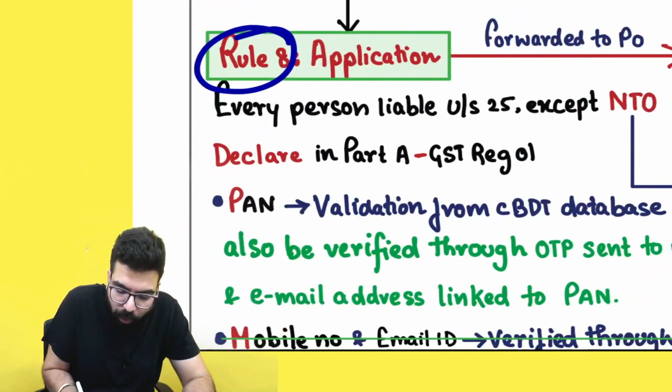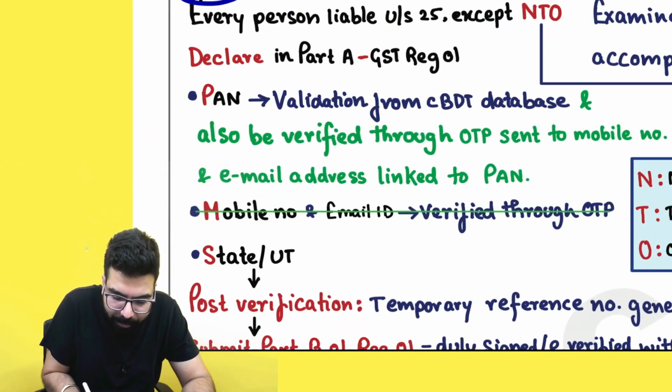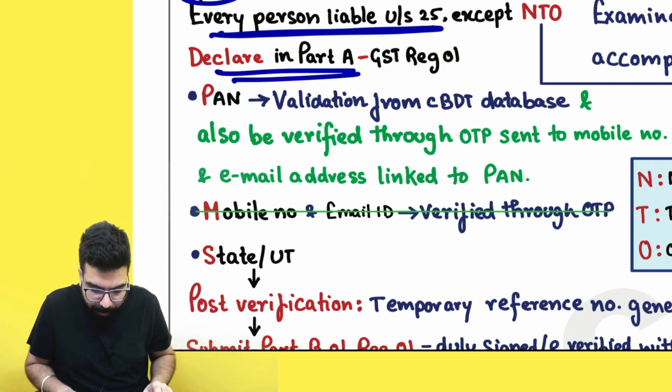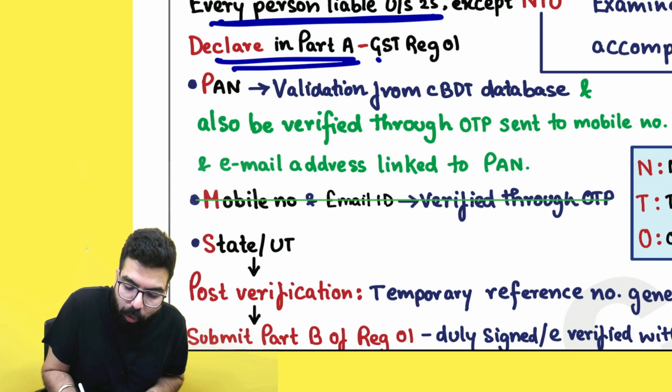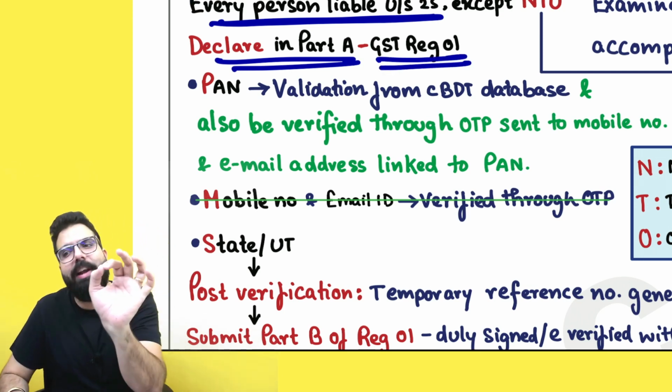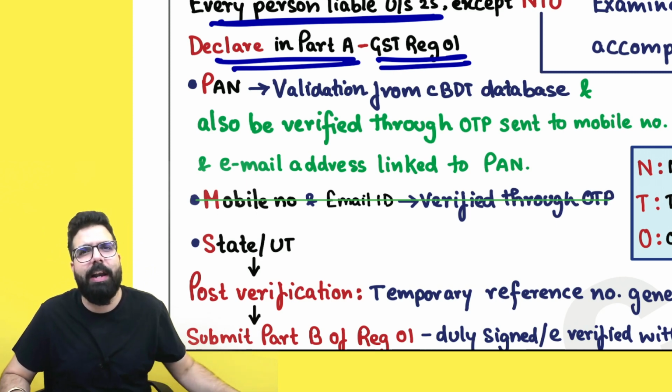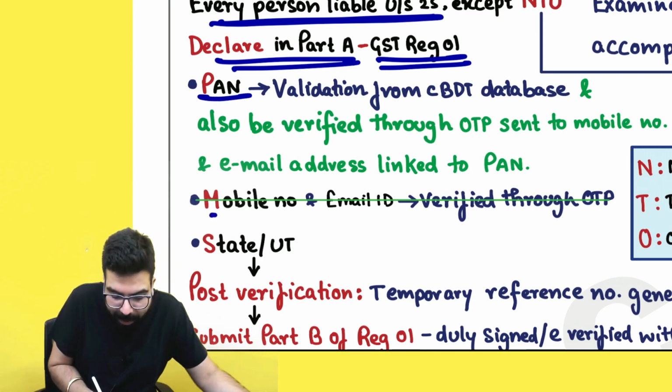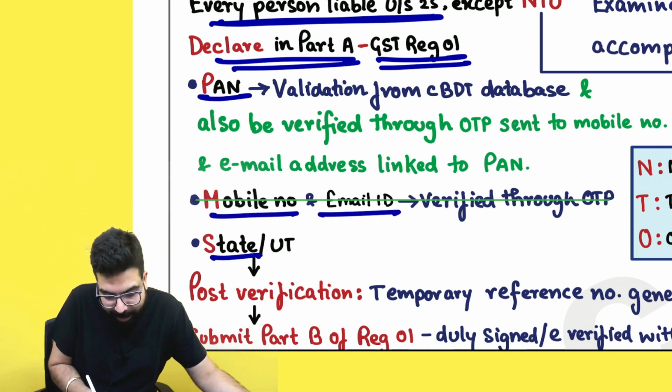Rule number 8 used to say that every person who becomes liable under section number 25 has to go ahead and file GST REG 01. I hope you remember that whenever you become liable, you have to file GST REG 01. In GST REG 01, you have to declare your PAN number. Yes, sir, we have to declare our PAN number. Then we have to declare mobile number, email ID, then state or union territory.